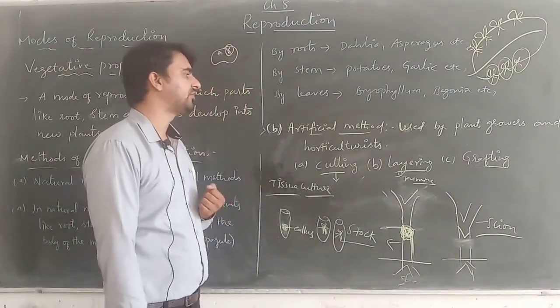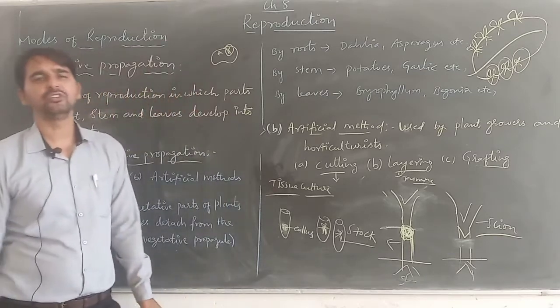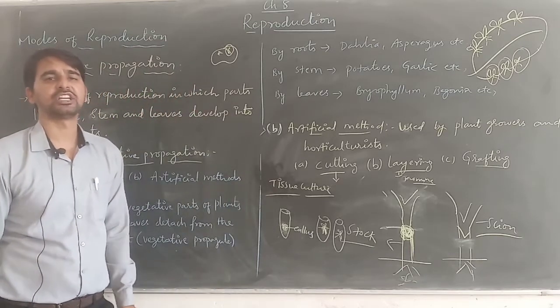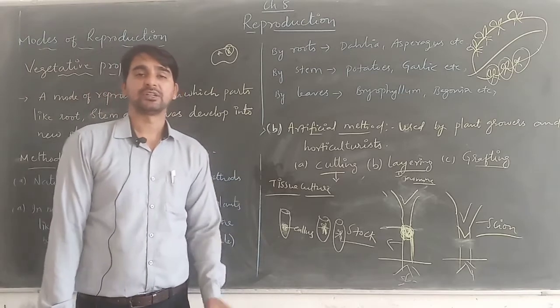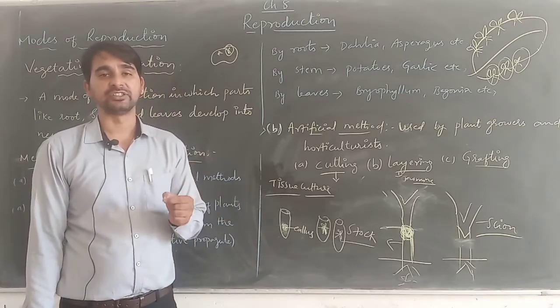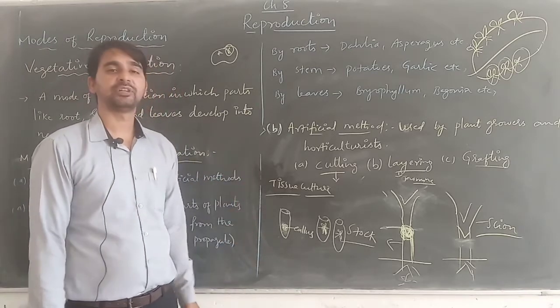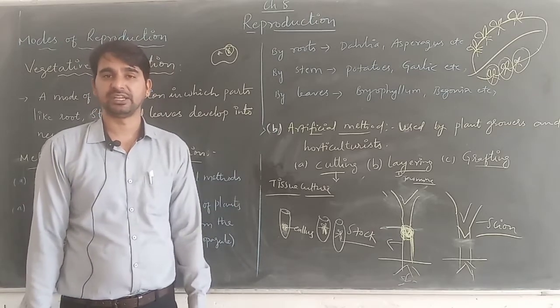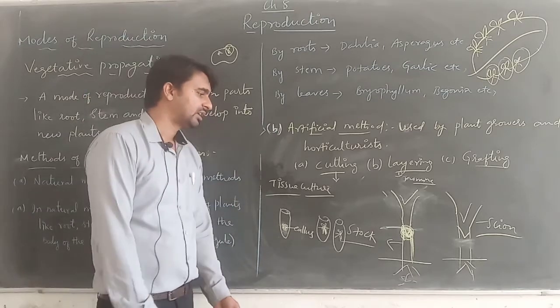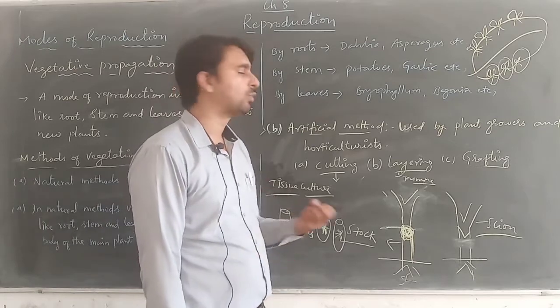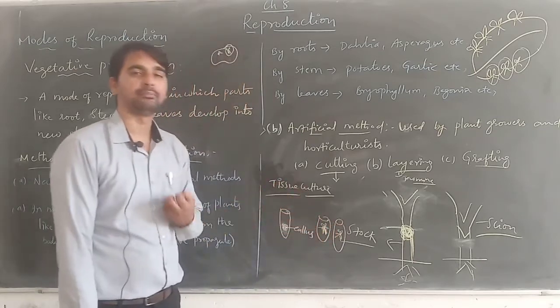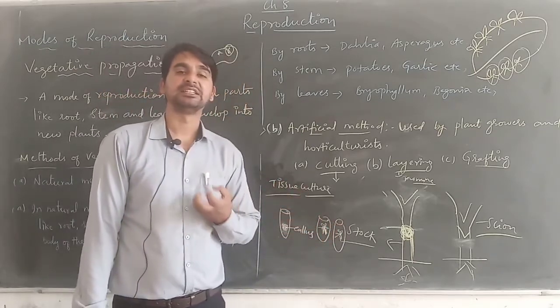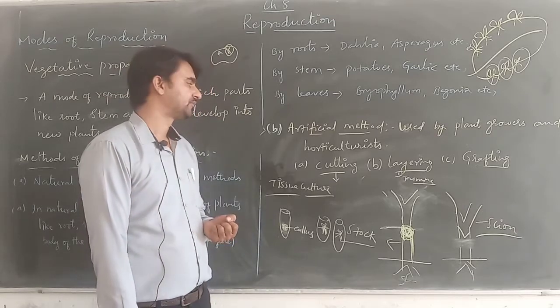Here in these artificial methods, these are actually used by the plant growers and horticulturists. Plant growers and horticulturists use this artificial method of vegetative propagation. Okay, that means we human beings are involved in this one. This is a man-made method where we people are developing the new plants.